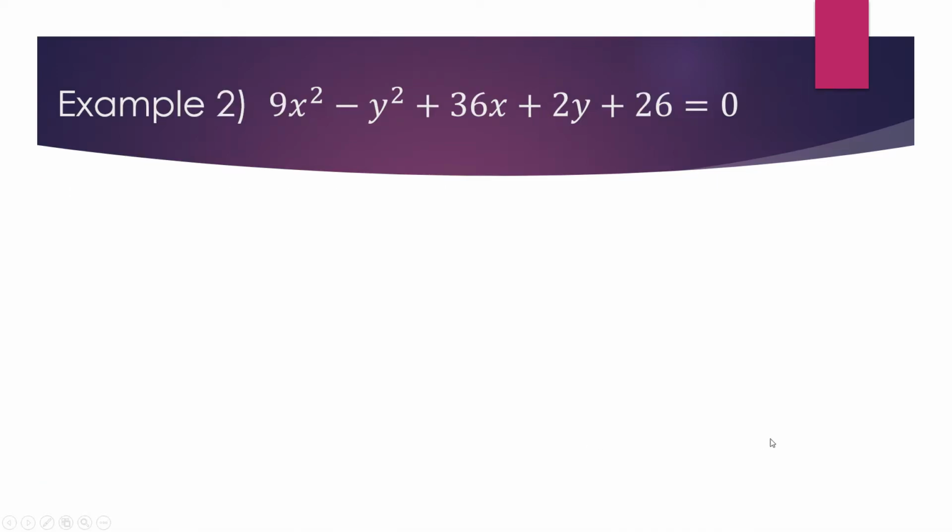Next up, example 2: 9x squared minus y squared plus 36x plus 2y plus 26 is equal to 0. What type of conic section is this? You might find it helpful to hit pause for a moment right now and think about it for yourself.